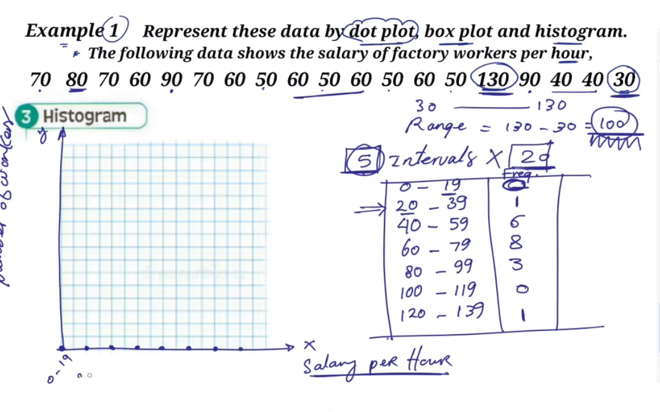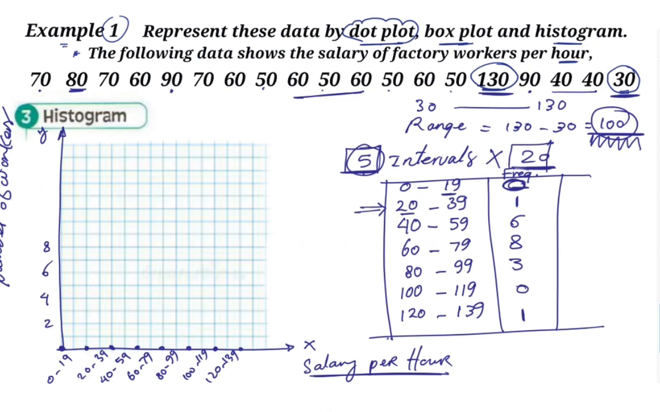Next one from 20 to 39. From 40 to 59. From 60 to 79. From 80 to 99. From 100 to 119. 120 to 139. Okay, this is the interval. Now the frequency. The most frequency we have is 8. I can start with 1, 2, 3. Just we have 2, 4, 6, and last one we have 8.